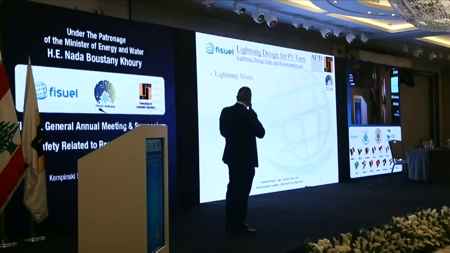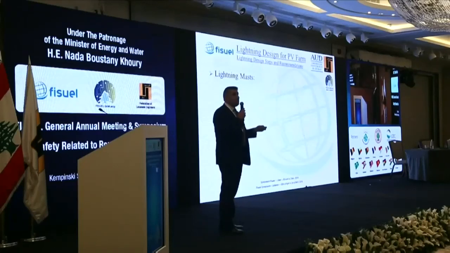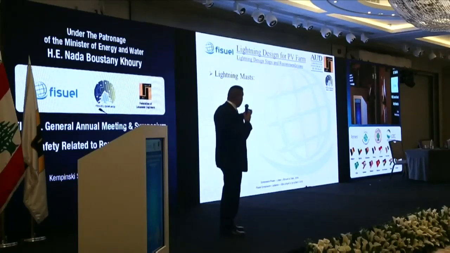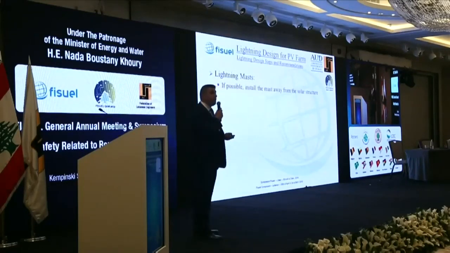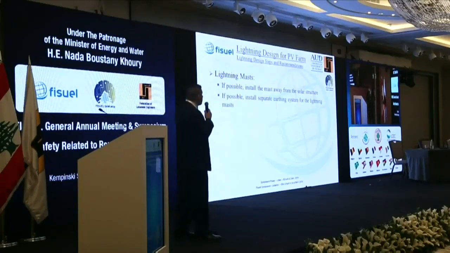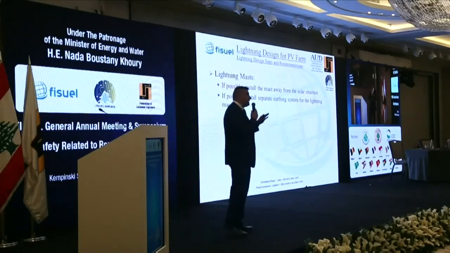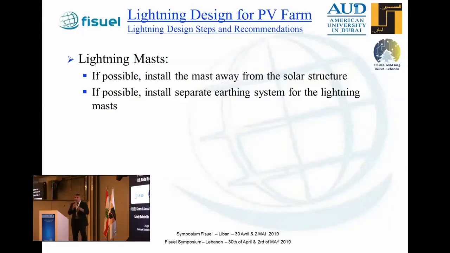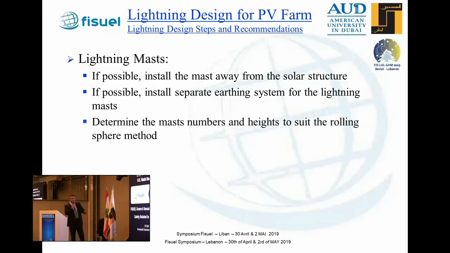Now, after I obtain all this data, first I proceed with the mast design. My recommendation is to install the mast away from your PV solar farm if possible. If possible, install a separate earthing system, because if you have any doubt regarding your surge impedance or your surge voltage, if you separate the two earths with an adequate separation distance, you will eliminate or reduce the risk of a flashover. Determine the number of masts and height using the rolling sphere method.